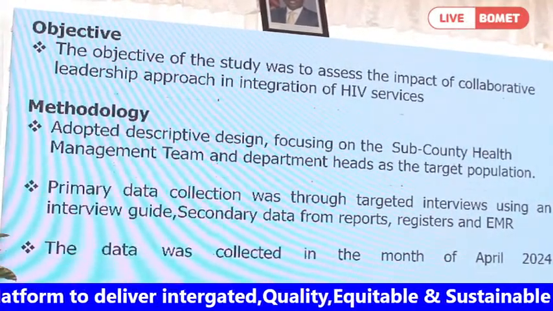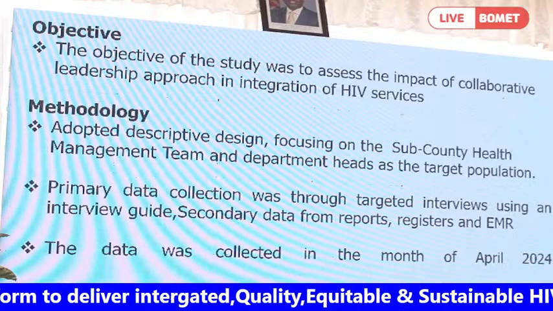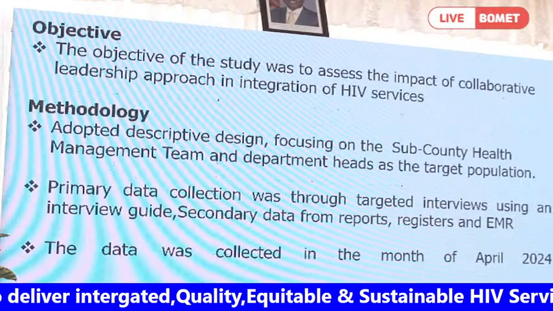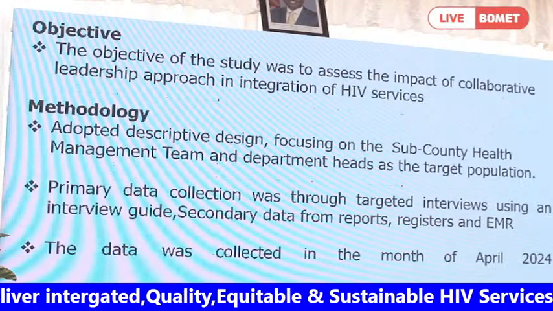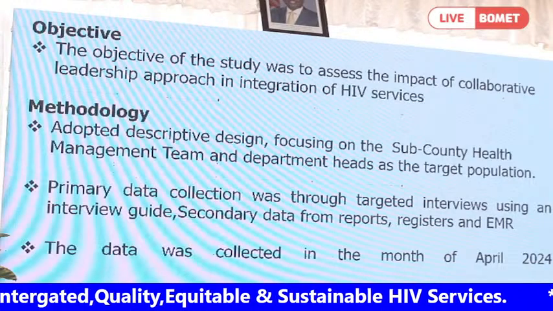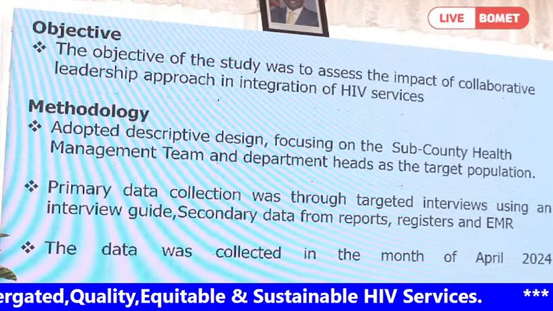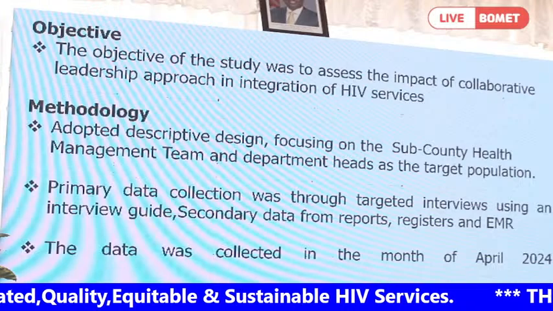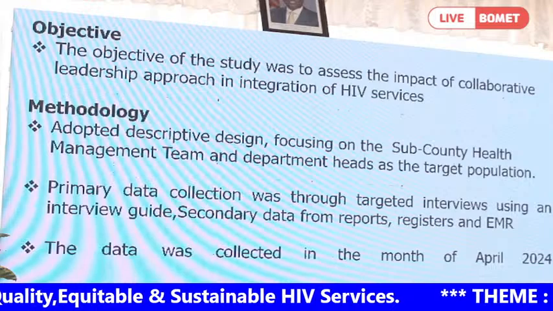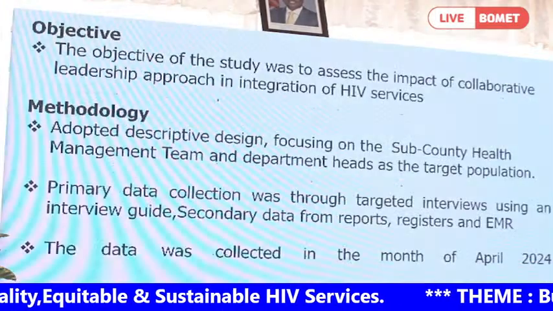So primary data collection was done through targeted interviews using an interview guide, and secondary data was from reports, registers, and the EMR. So the data collected was comparing 2 quarters from the financial year 2023 and financial year 2024. So quarter 1 and quarter 2. So the data was collected in the month of April 2024.